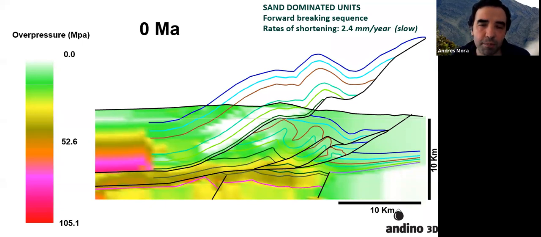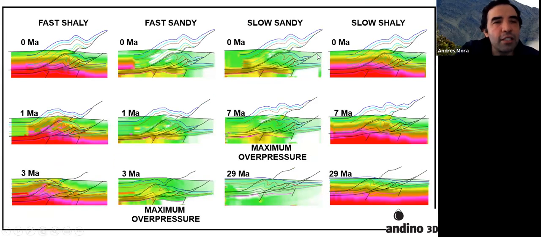We would have that pattern of very, very low overpressure or hydrostatic state, which means to me that rates matter for predicting overpressure in these thrust environments. If we see a summary, the fast shaley case shows the more dramatic case of overthrusting of the overpressure domains on top of the lower pressure domains, in this direction. But the opposite happens with the fast kinematics if you use sandy lithologies.